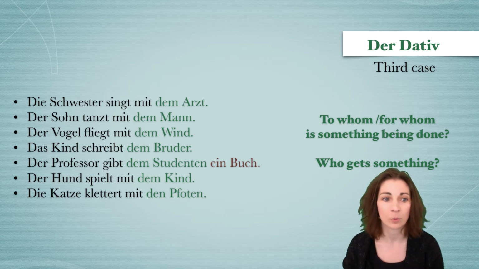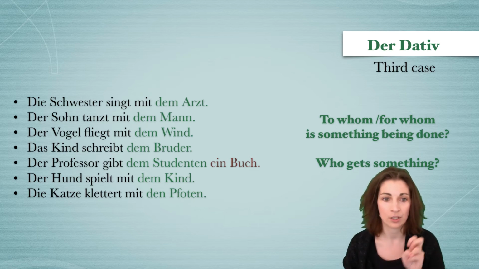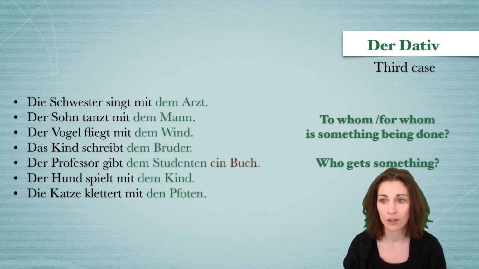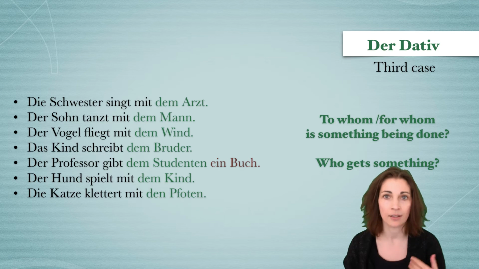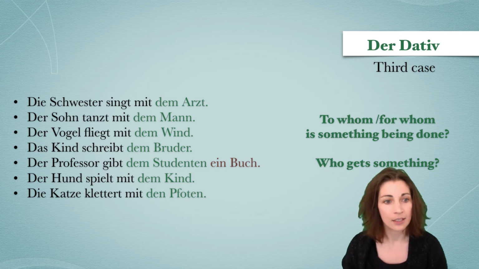The next sentence as well. Der Professor gibt dem Studenten ein Buch. The professor gives to the student a book. Just focus on the green part now. So gives to the student a book. To whom? Who gets something? The student. Dem Studenten. That's the dative. Or for whom is something being done? The professor does something for the student because the student gets the book. The book, by the way, is accusative, but you don't need that now, okay? Just dem Studenten dative.